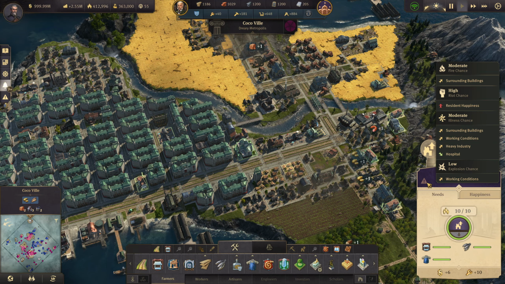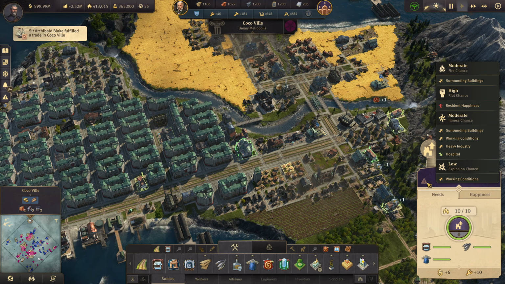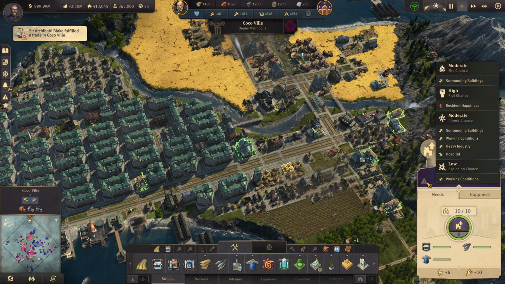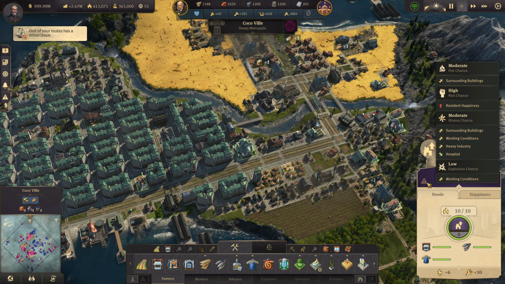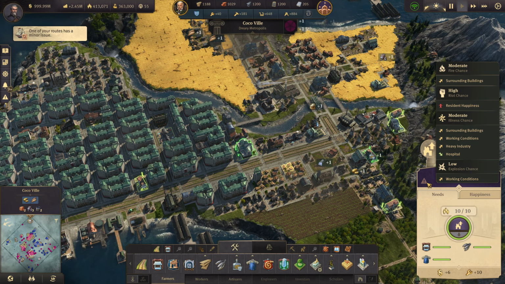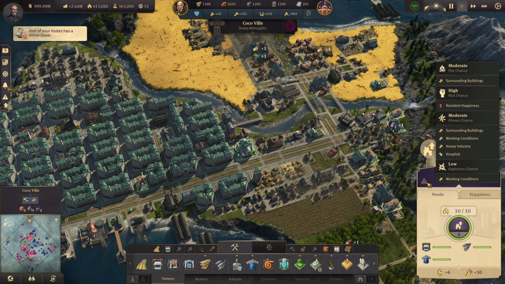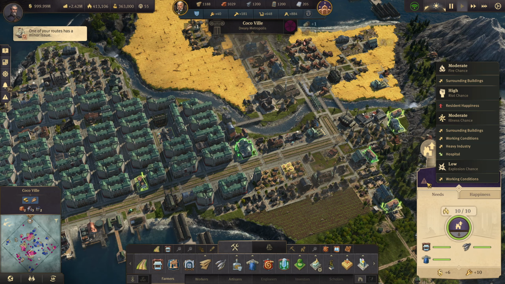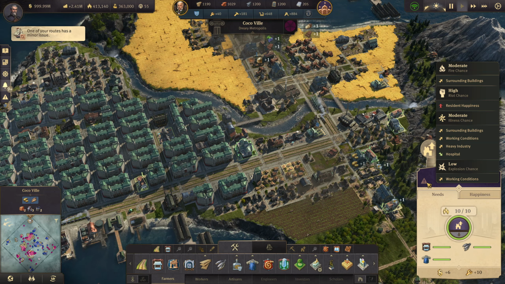So over here we can see we have a moderate chance of fire due to there being a group of houses and buildings next to each other. There is a high chance of riots due to happiness. There is a moderate chance of illness. There are 3 upticks for surrounding buildings, working conditions, and heavy industry. However, there is a hospital near the housing, so that is reducing the chances. And there is a low chance of explosions in this current housing.